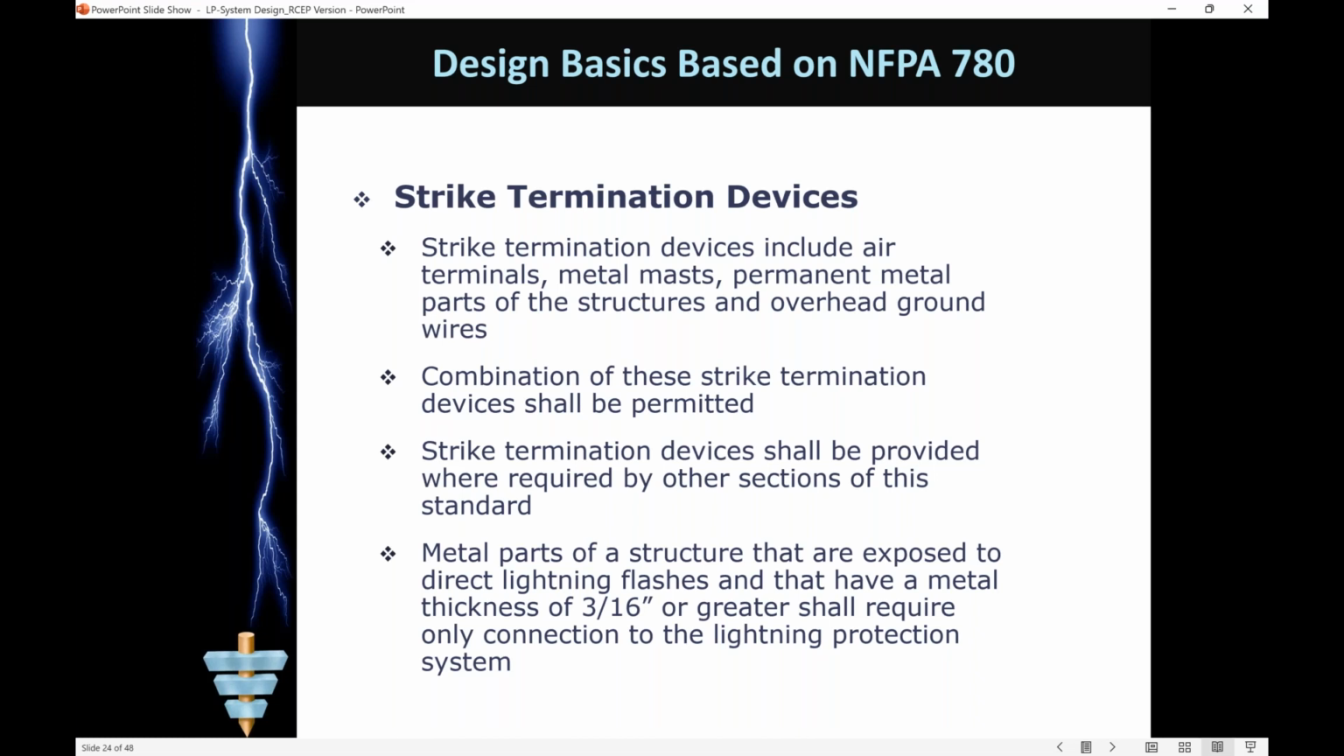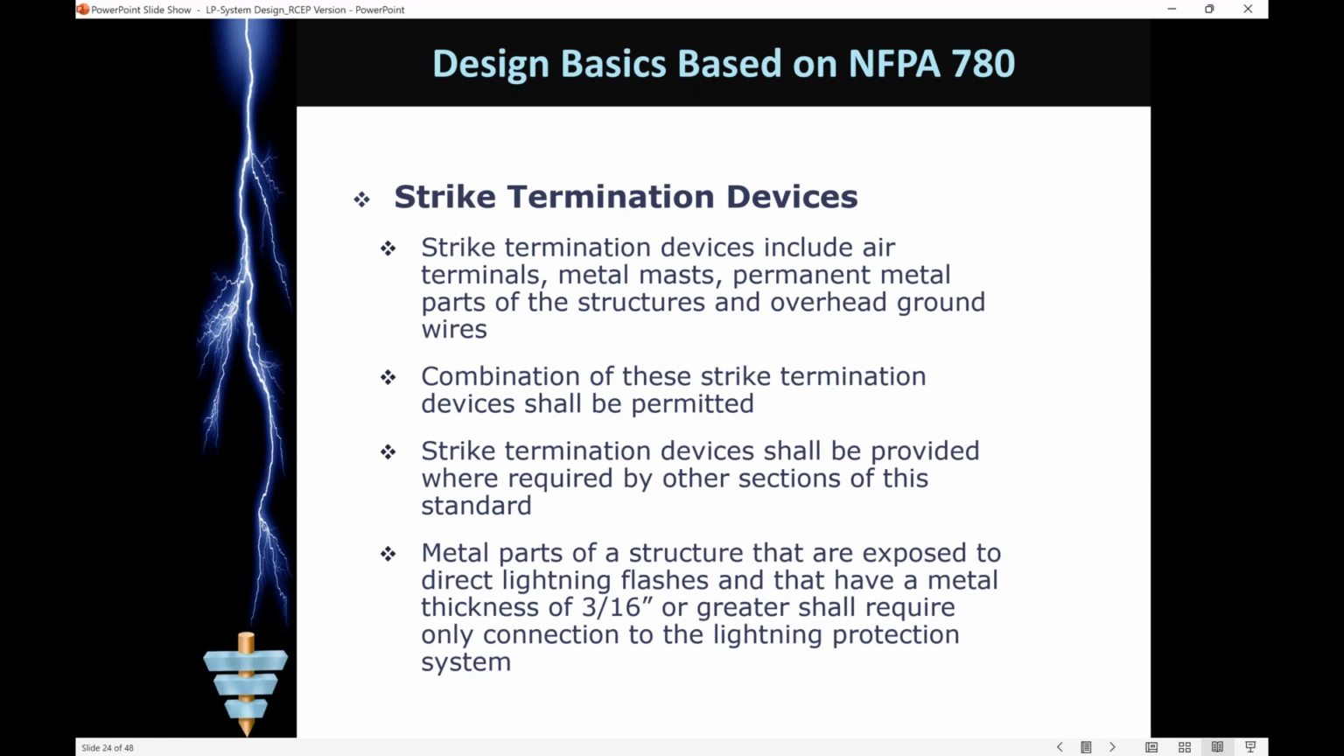And what they're saying there is on part of the structure you could have an air terminal. On part of the structure you could be using the structural steel as your down conductor. So you may have different combinations of these products as part of the system. Metal parts of a structure that are exposed to direct lightning flashes and have a metal thickness of 3/16 inch or greater shall require only connection to the lightning protection system.